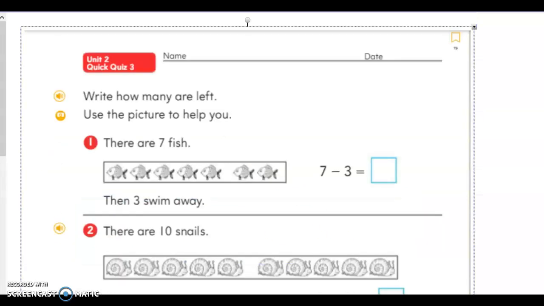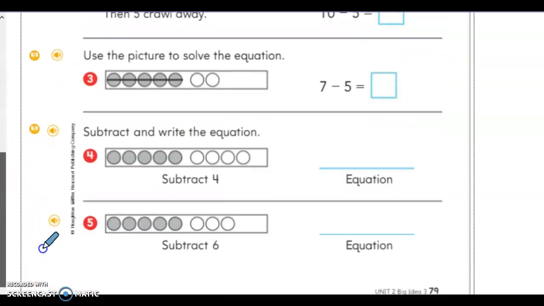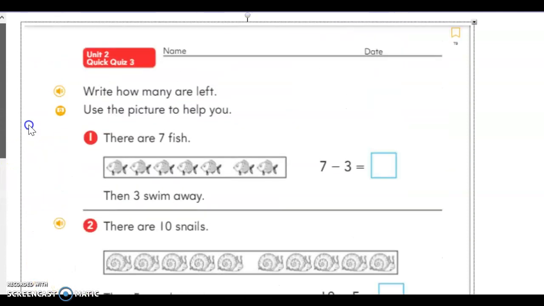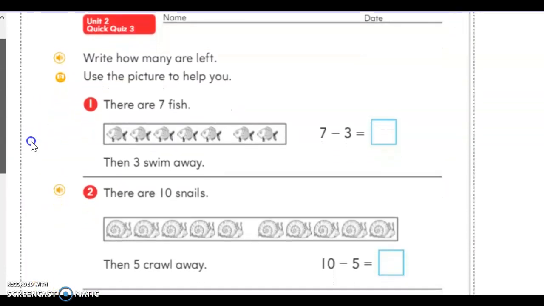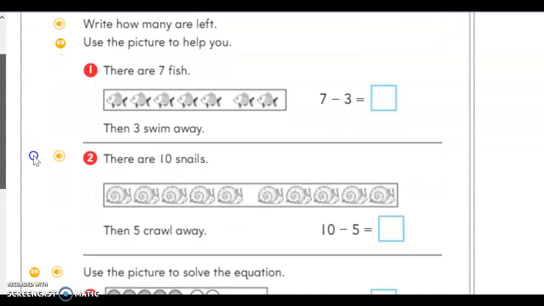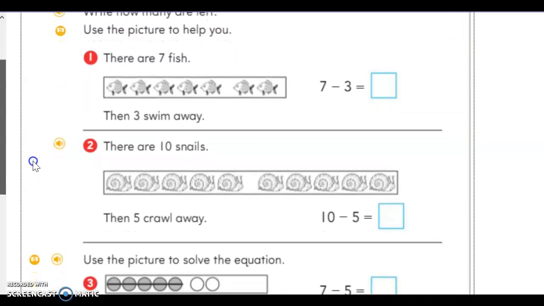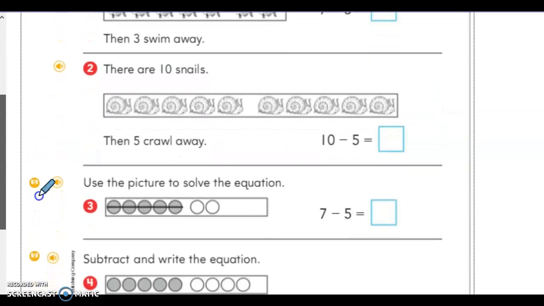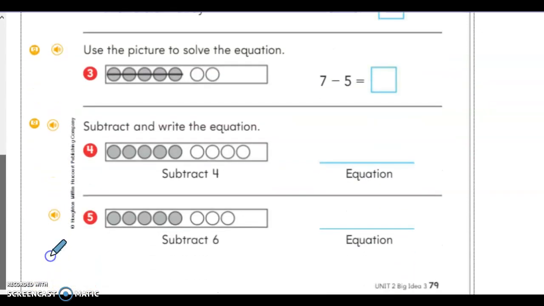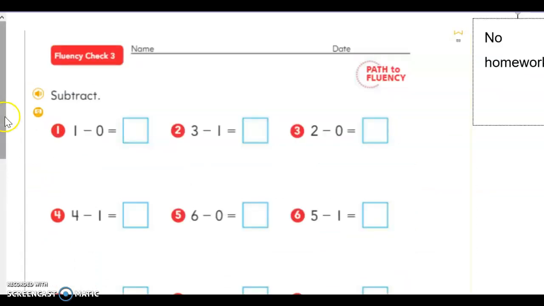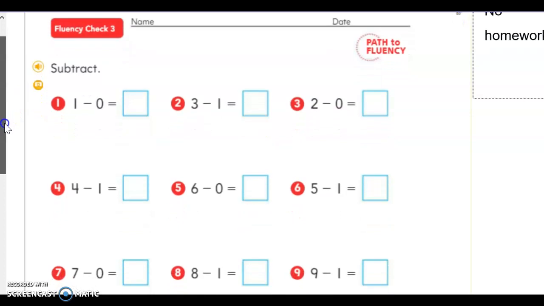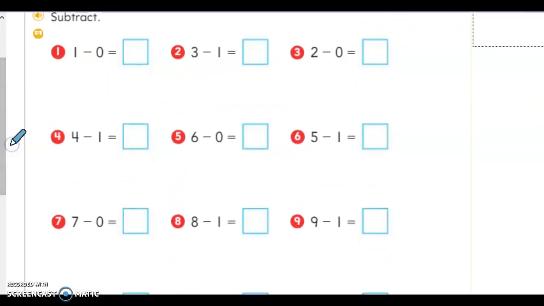After you finish that, friends, remember there's no homework today. I just want you to do the quick quiz, and that is found on page 79. And this is very similar to things that you've been doing in the past. Okay, read the story problems, write how many there are left, and use these pictures to help you. Okay, once you finish that, post that onto Class Dojo, and then you can do your fluency check number 3. Remember, there's no homework today, so this is kind of like your homework. Here, notice that all the signs are subtracting, so everything here is taking away.